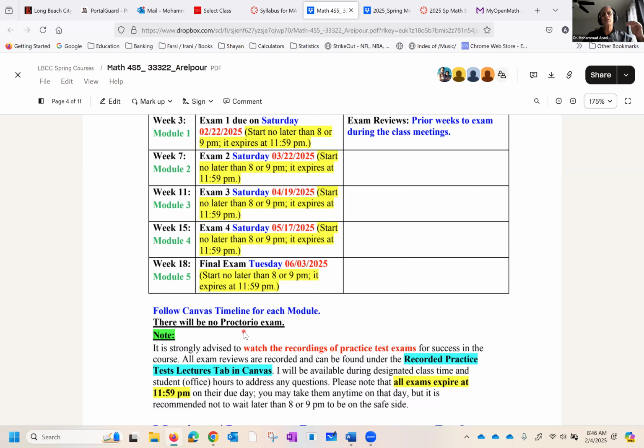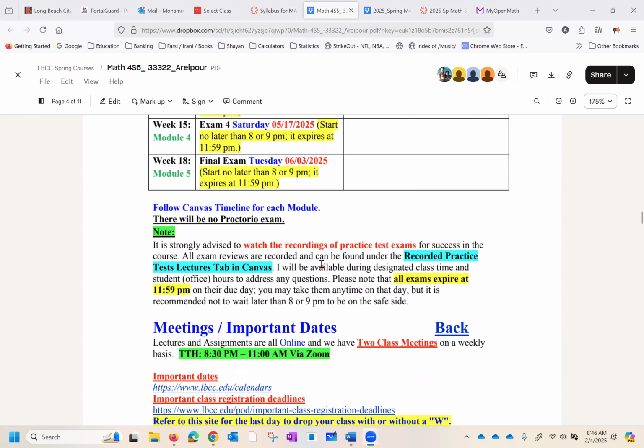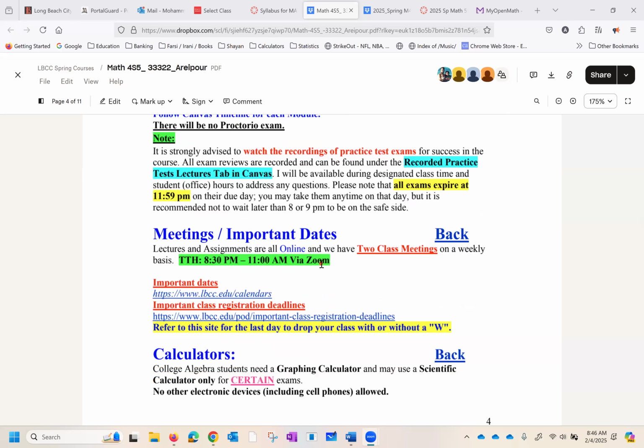From the time that you receive the email, you can take the exam. But it expires at 11:59 p.m. normally on Saturday, except the last one, as I mentioned, the final. There is no Proctorio, as I mentioned, and the reason is very simple. I believe everybody is here to learn. We don't need to have a Proctorio. And there will be more information and instruction as to how to take the exam and so forth. So you don't have to worry about it at this point.